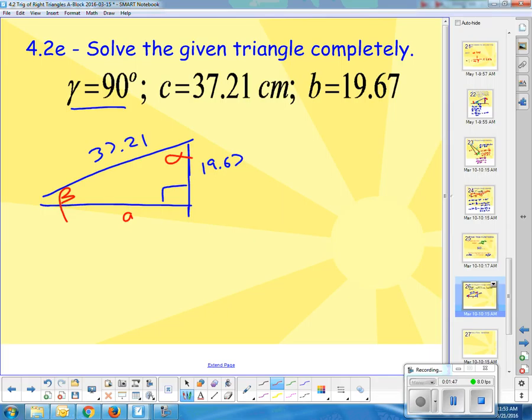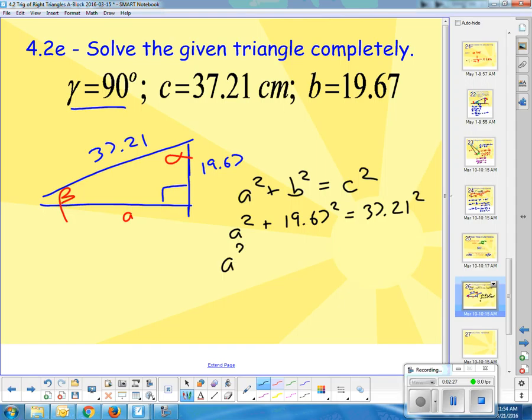Probably easiest to find is side A first, and I can use the Pythagorean theorem. And what I'm going to encourage everybody to do here, in the interest of thinking about some of our scientific applications with sig figs and percent errors, is to not put anything into the calculator until we get to a final expression. Put into the calculator as one large expression. So here I would have a squared plus b squared equals c squared for my hypotenuse, my Pythagorean theorem. A squared is what I'm looking for. B squared, 19.67 squared. C squared, 37.21 squared.